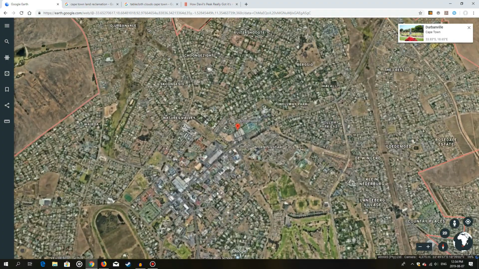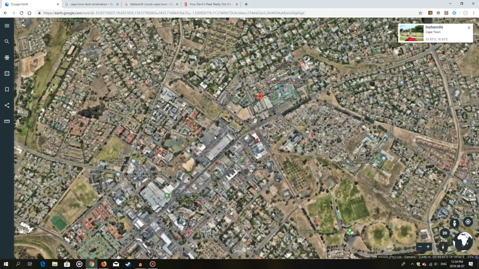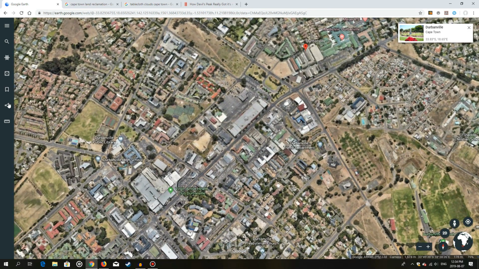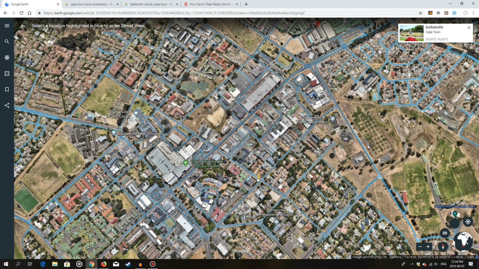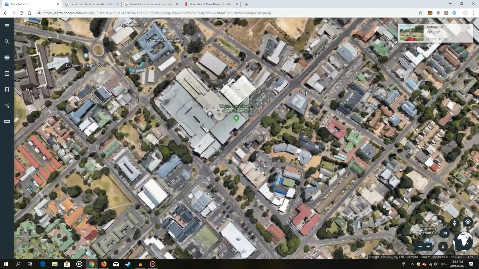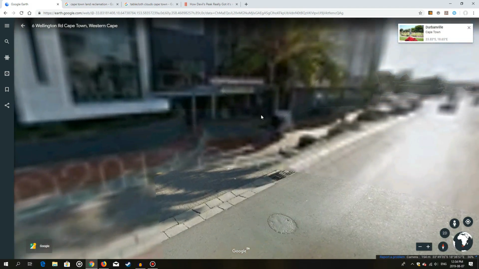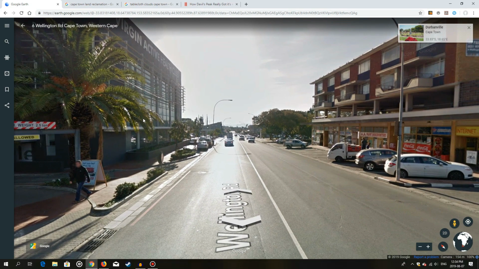So yes, let's drop down to the main street of Durbanville, just because I just want to see. The thing that I don't always like about Google Earth is when you use the street view, you can't really move around very easily, but we'll still try. Let's just jump down here. This is generally considered the main road, I would say. Wellington Road. So that is what it looks like.